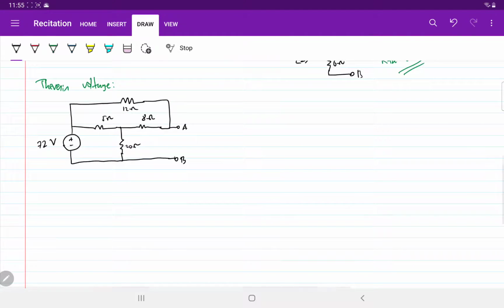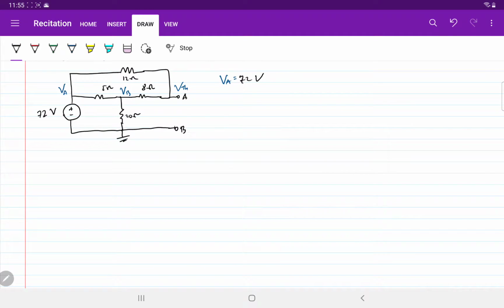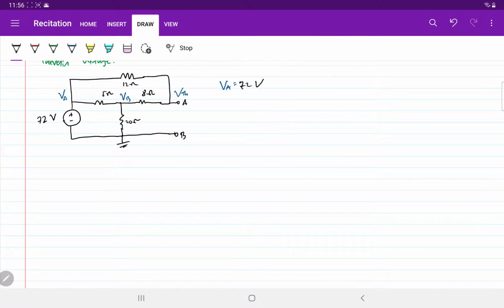So basically we want to compute what is the voltage in this AB terminal, right? So let's use a node voltage technique, because we can define here VA, VB, and this is VAB, so let's just call it the Thevenin voltage. Here we put ground here, then VA is 72 volts, right? So we know VA is 72 volts.